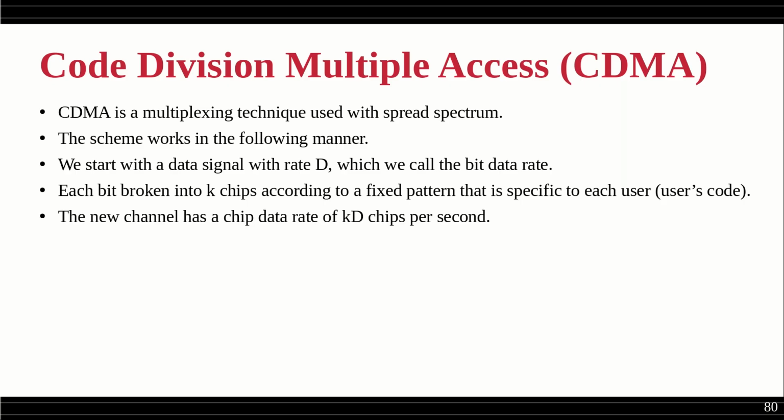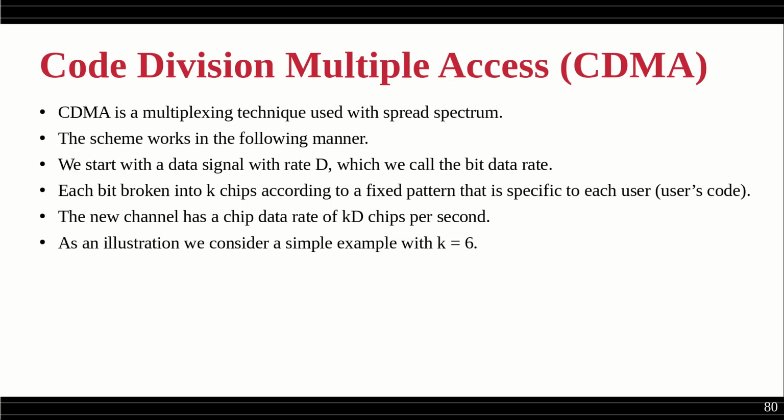So the new channel has a chip data rate. The original bit rate D is now multiplied by k, because instead of sending a single bit, we are now sending k bits in the same position as a single bit. So the data rate of the resultant signal after spreading will be k times D chips per second. D is bits per second, but k into D is actually not bits, because the original single bit is divided into k parts, and each part we call a chip. So you can use the unit chips per second for k into D.